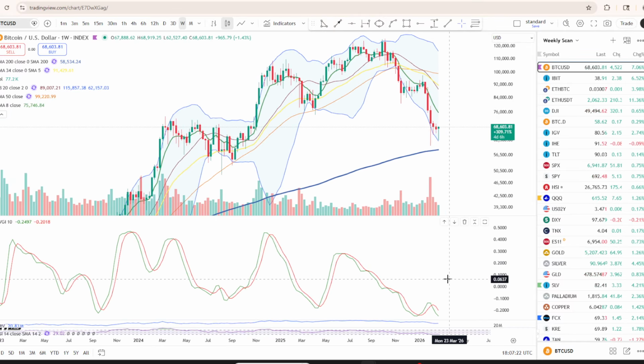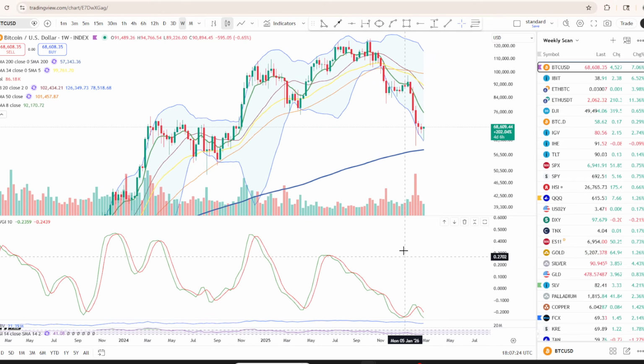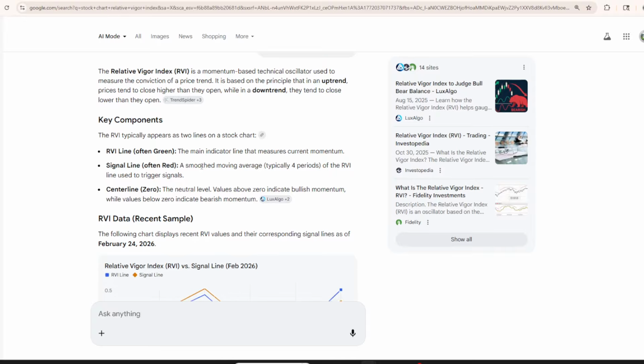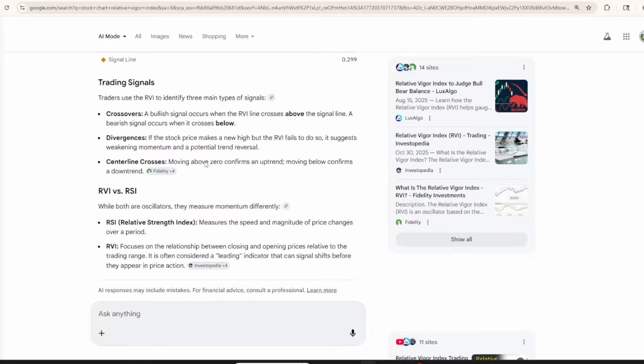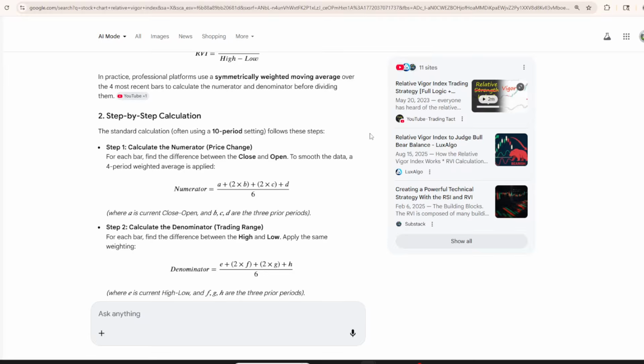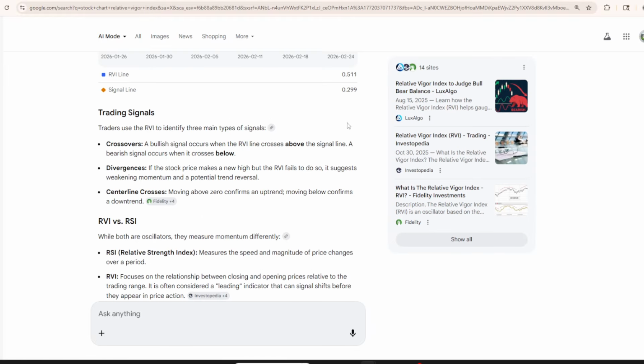I don't personally use the RVI, but here it is, the Relative Vigor Index. Again, you can pause and read this stuff on your own. I'll show you the calculation. You can pause right here and read this calculation on your own.